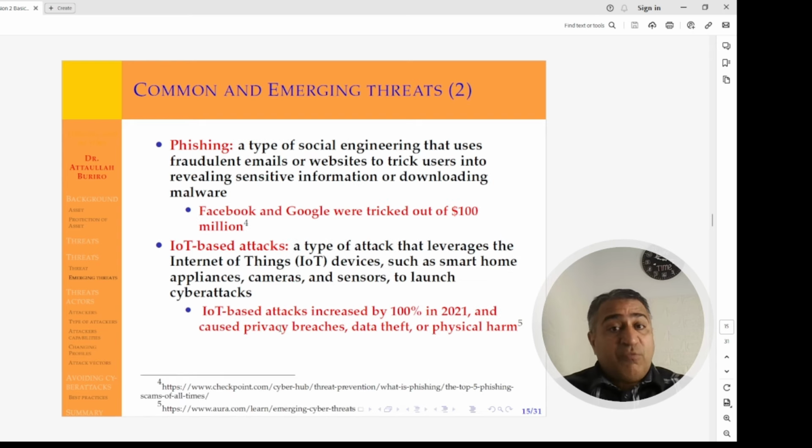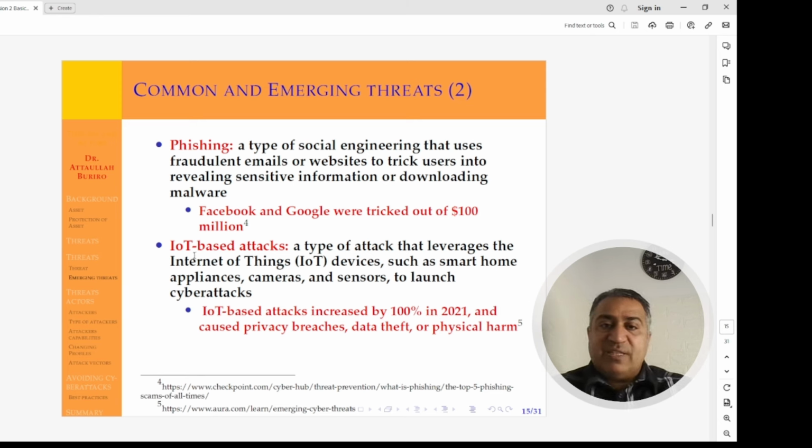Then phishing, most common. Phishing is the most common attack these days, okay? And actually it's a kind of social engineering attack that attackers use, for example, with fraudulent emails and websites, or to trick users into revealing their sensitive information or downloading malware. Okay, even Facebook and Google were tricked out of $100 million as well. So imagine how smart these guys are.